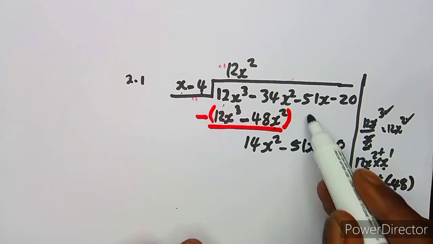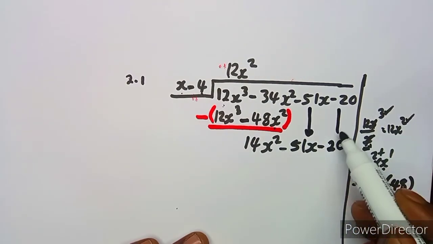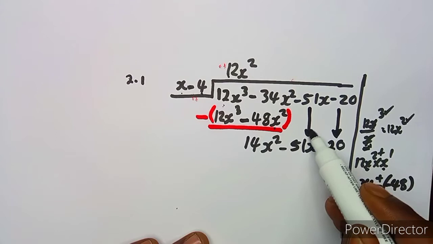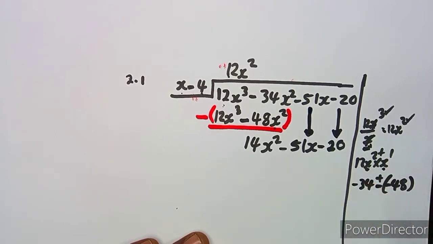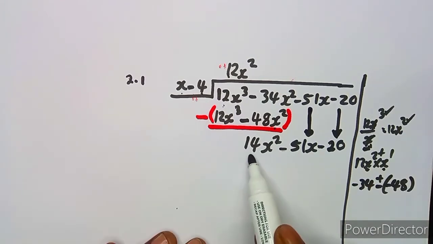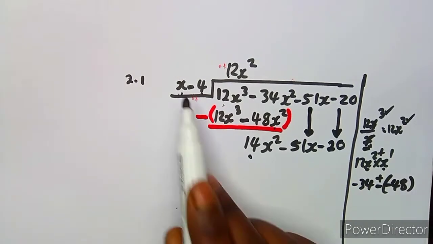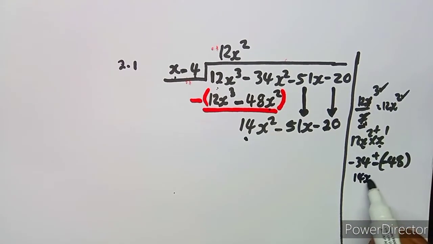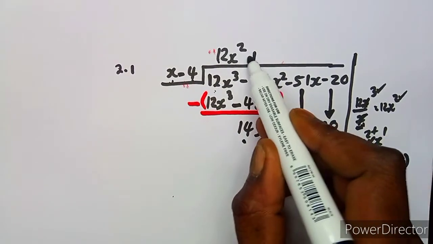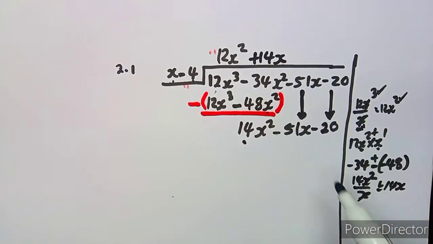So you've subtracted because this is just dropping. Someone is wondering, where am I getting this? We are going to drop this up. Then we do the division again. First term, 14x squared divided by x, which is going to give us 14x actually. So we're going to have plus 14x.